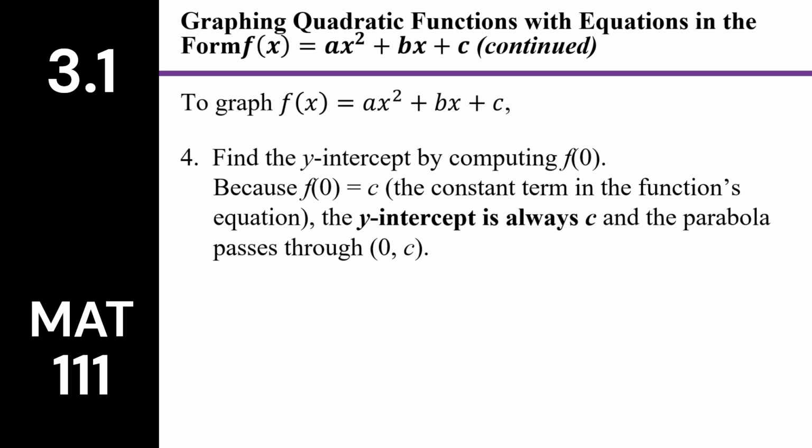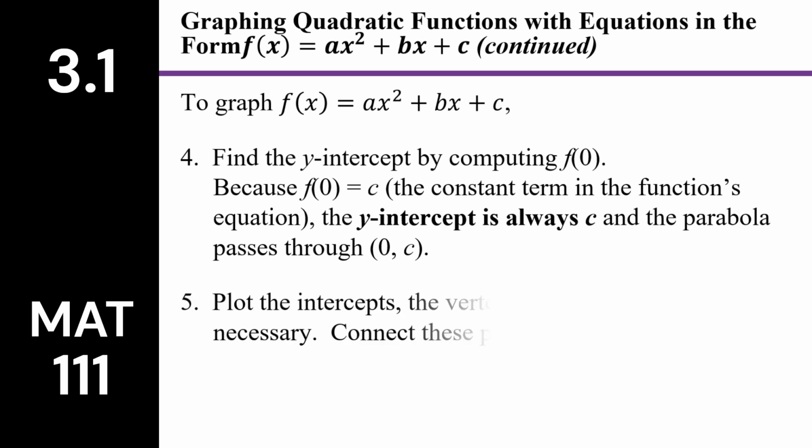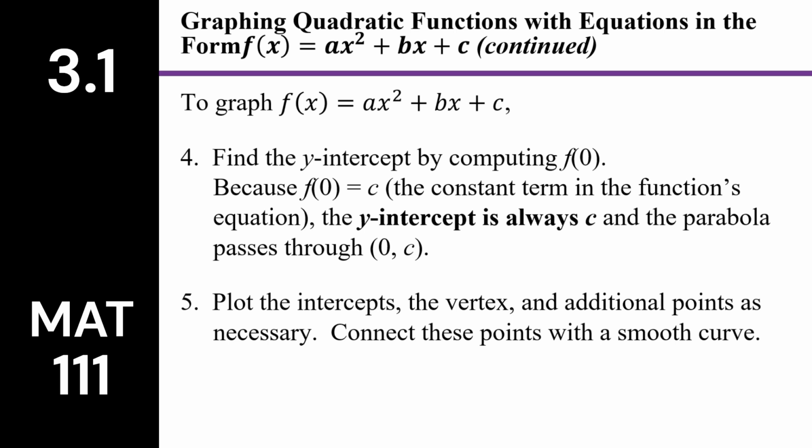Step 4 is to find the y-intercept by computing f of 0. Because f of 0 always equals c, the constant term, the y-intercept is always c, and the parabola passes through the point 0, c. Step 5 is to plot the intercepts, the vertex, and any other points that we found, and we'll connect these points with a smooth curve.